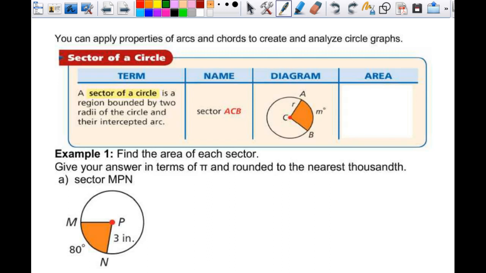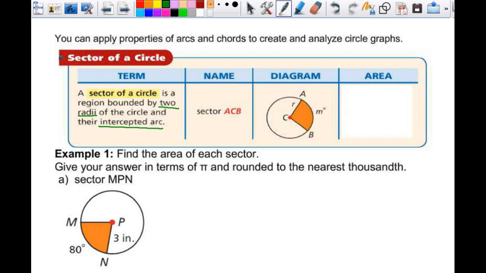A sector of a circle is a region bounded by two radii of the circle and their intercepted arc. So it's the colored in part of that circle right there. It's like a piece of pizza or a piece of pie, right? It's a sector, like a section. You name the sector kind of like you would name the central angle, but you use the word sector because there's no symbol for it. We're not going to draw a little sector or anything. So sector ACB, and you name it like you would the central angle.